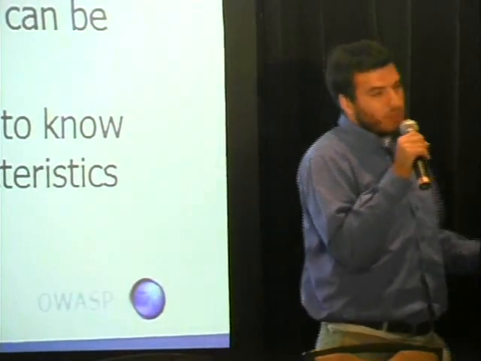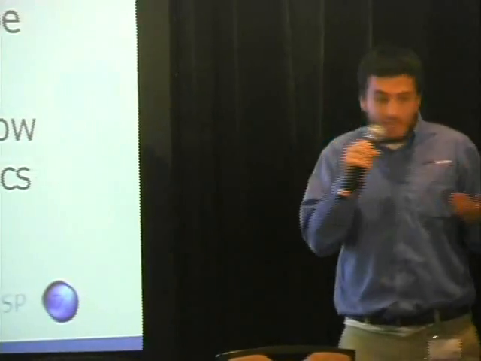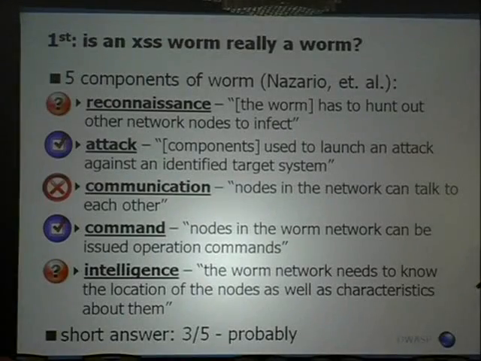So this is possible with cross-site scripting worms because it's kind of a passive reconnaissance. If you infect a profile on MySpace and somebody comes to browse your profile, they're kind of coming to you. You're not really going to them. So whether or not it's real reconnaissance, we could debate, but the fact is we don't need it right now. So the attack component, we obviously have that. When somebody comes to view our page, we launch an attack against them. So that's taken care of. We'll give that a check.